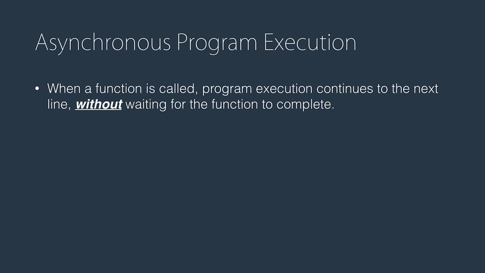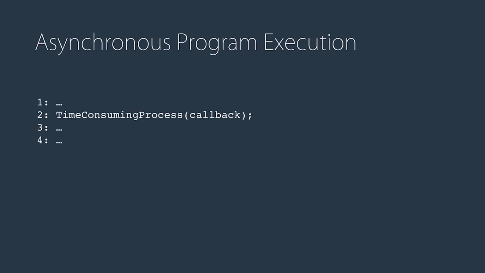Now, in asynchronous program execution, when a function is called, program execution continues to the next line without waiting for that function to complete. So let's do another simulation again. This time, you will notice that the second line executes immediately and the control will go to line 3 and 4. In the second line, we provide a callback to that time-consuming process function. So when the execution of that function is finished, then that callback function will be called. Let's take a look. So as you see, the program runs more smoothly. We didn't block on the second line.